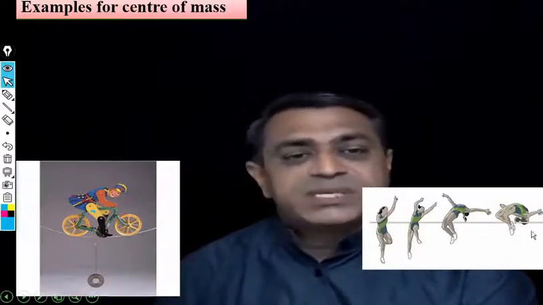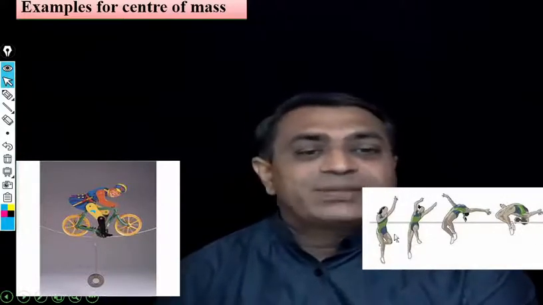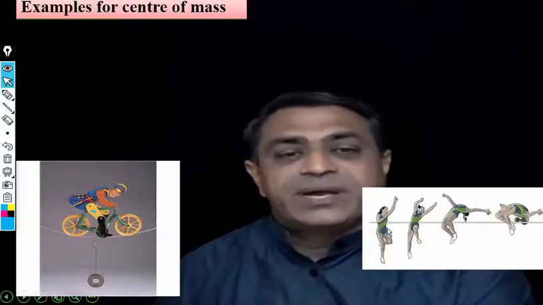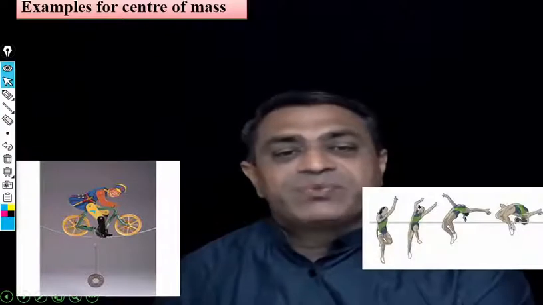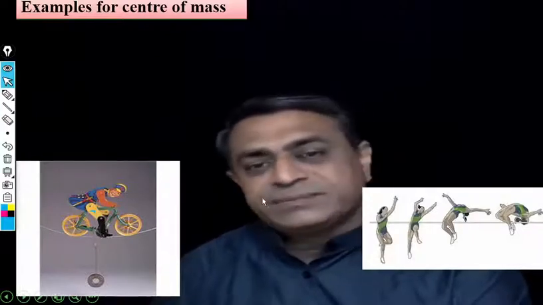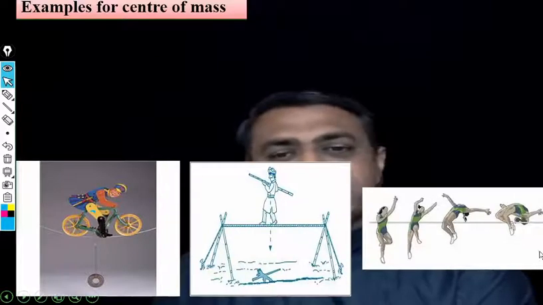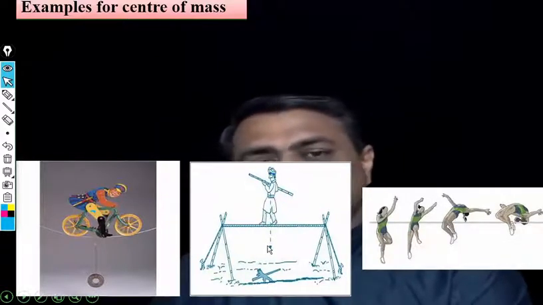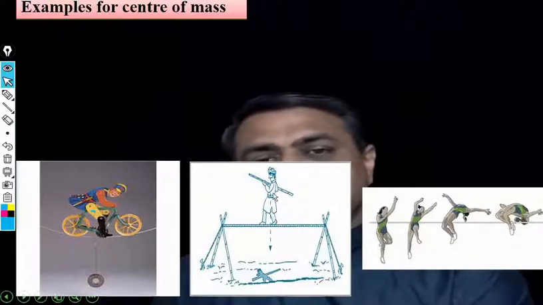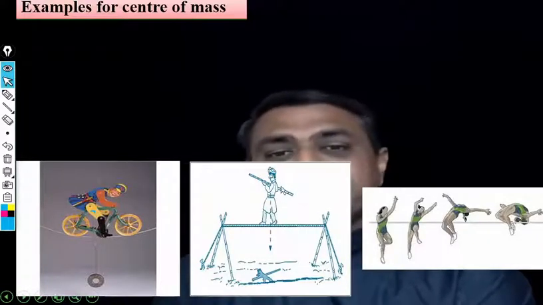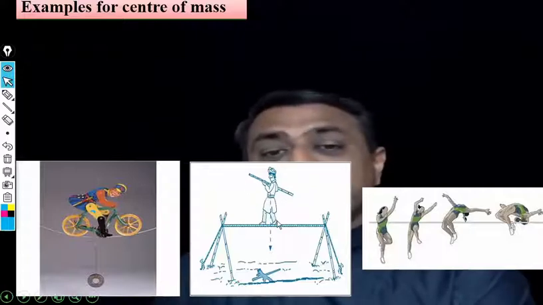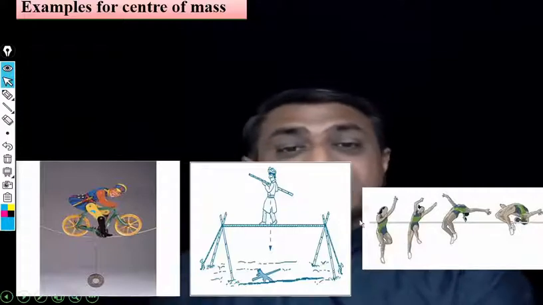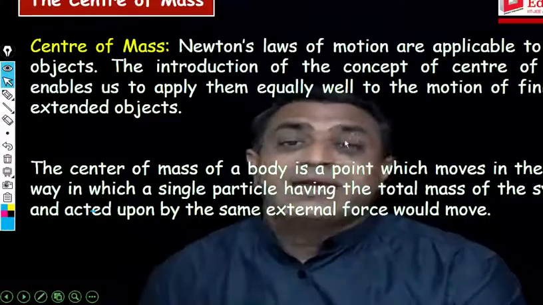The motion of this is a parabolic path, so rotational as well as translational. At this single point, the motion is translation. Here also you can see force is acting at this point, and all the forces are balanced by this stick. By using this stick, this person can balance all the forces. So you can see the importance of center of mass in our day-to-day life.